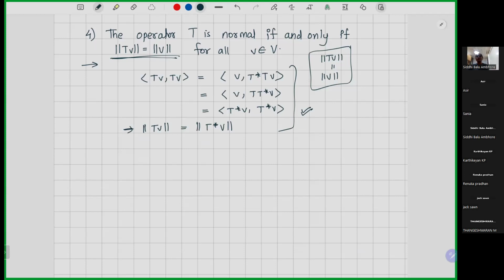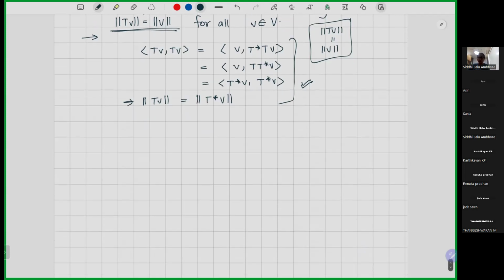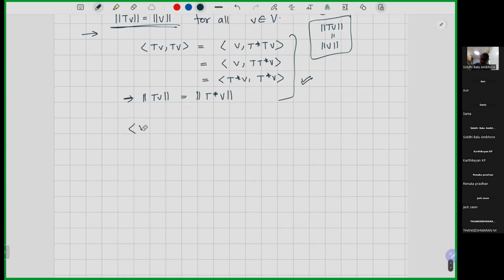Suppose the inner product of TV minus V, TV minus V. Is this what you want to do? Yes.